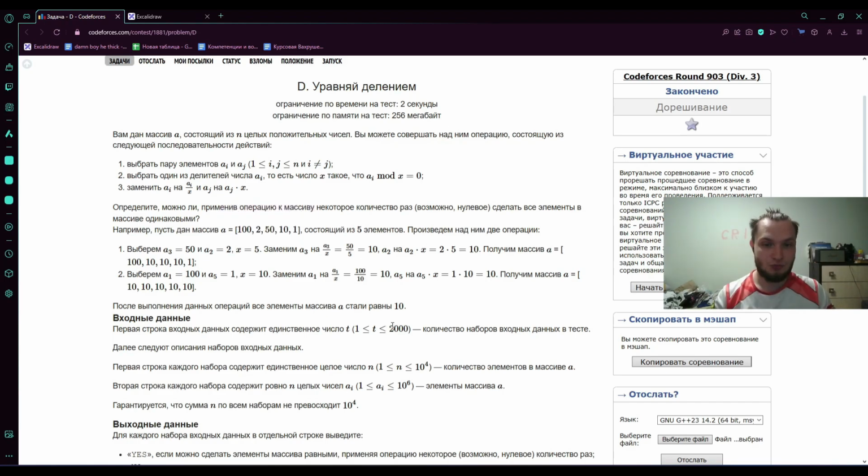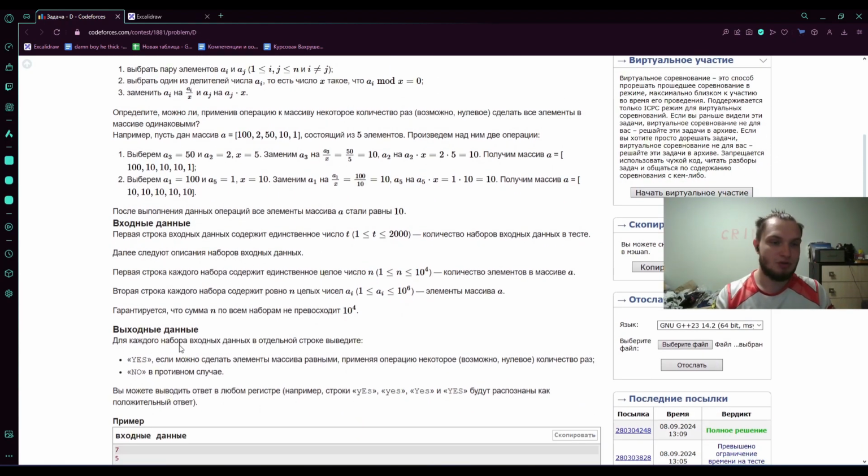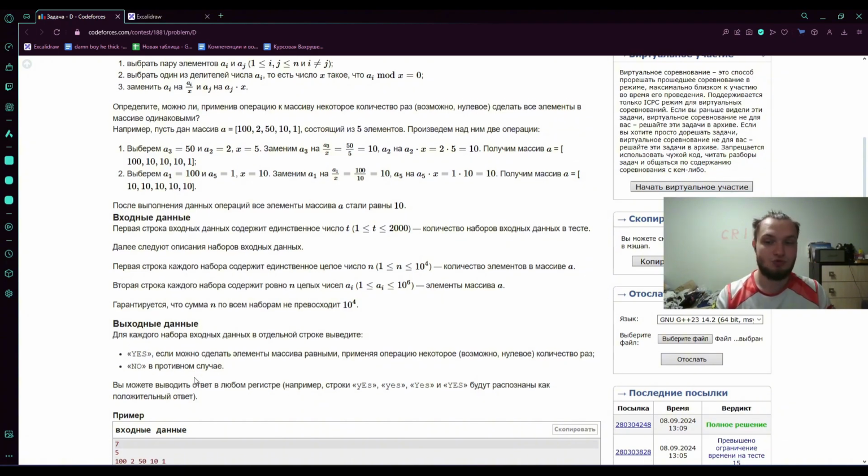We have up to 2000 input data sets, but n across all sets does not exceed 10 to the power of 4 in terms of the number of elements in the array. So we can basically ignore the number of sets. And the ith element can go up to 10 to the power of 6. Here, the ith element is an important thing. And we should simply answer yes for each set of input data if we can, and no if we can't. It's all very simple.